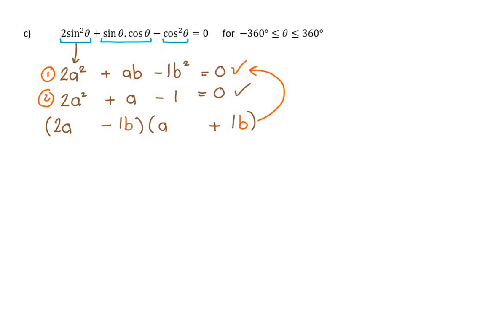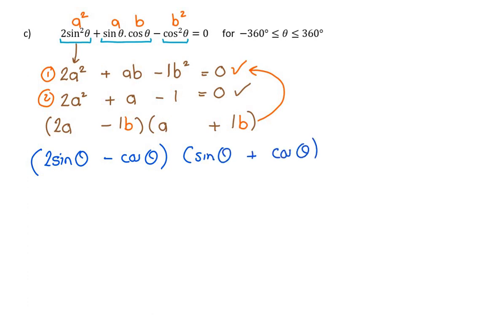Now how does this relate to the question? Well, this is a squared, this is a, b, and this is b squared, which means you actually can factorize this horrible mixture. It is a trinomial, as weird as it looks. So this is actually 2 sine theta minus cos theta, and this is sine theta plus cos theta.